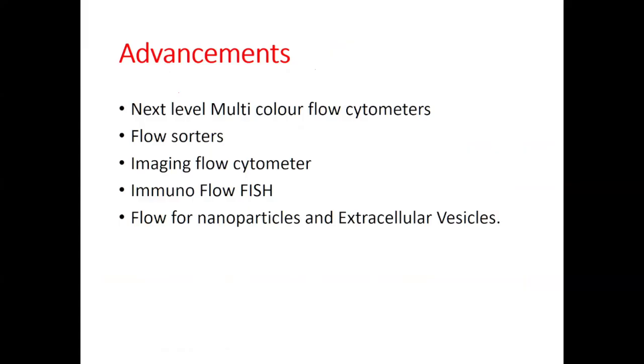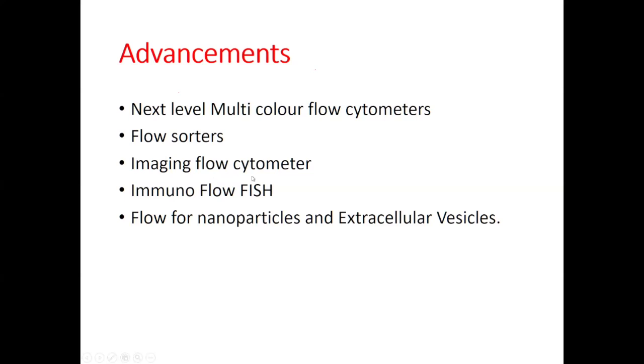Flow sorters, where you can sort out the population of interest. For example, from the blood, I want to work only with CD4 positive T helper cells. I don't want any other cells. With the flow sorter, I can sort out those helper cells and carry on my experiment with those special cells alone. So that way you can sort your desired cells from the sample.